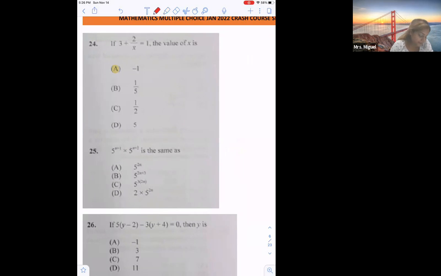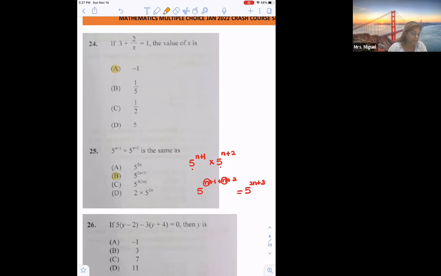Number 25, 5^(n+1) multiplied by 5^(n+2). If the base is the same, we can add the powers. n plus 1 and n plus 2. This will give us 5 to the power of 1n plus 1n, which gives me 2n plus 3. I know you can't see it properly, but the answer is B.